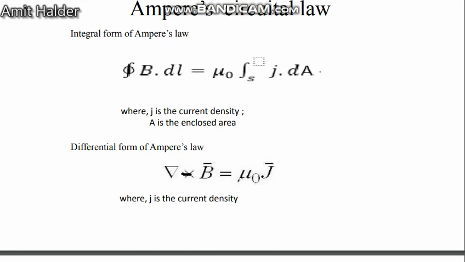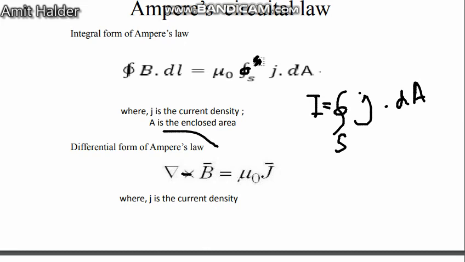As we can see, the integral form of Ampere's Circuital law is obtained by taking the integration on both sides. I means the current and J is the current density. If you take the surface integral of the current density, you can see I is equal to the closed surface integral of the current density over the enclosed area, and you can get the total current.